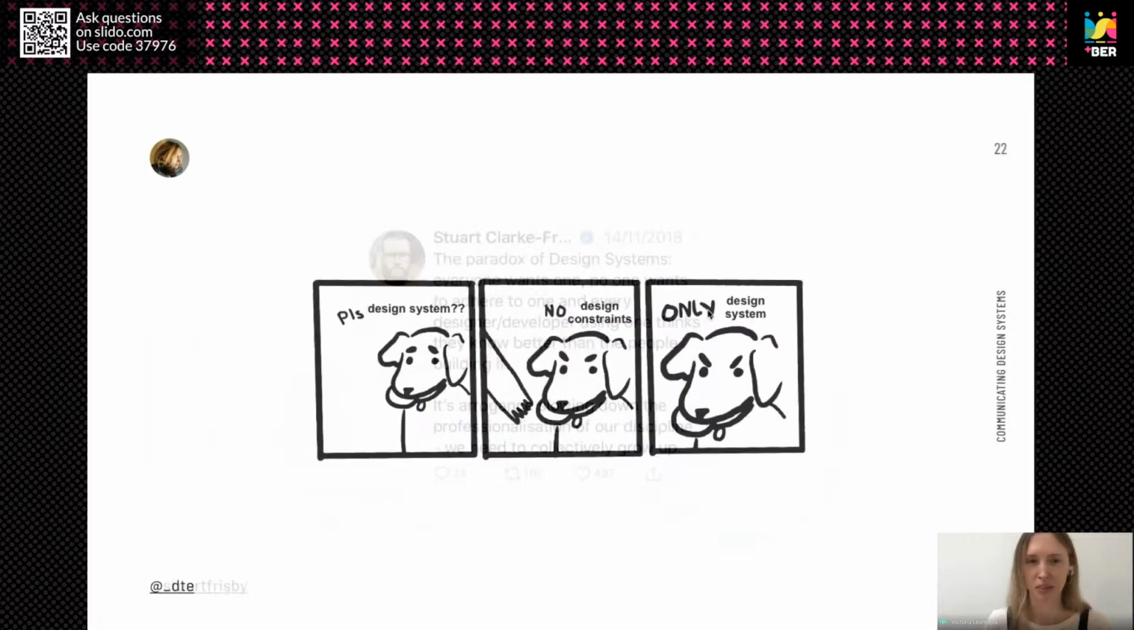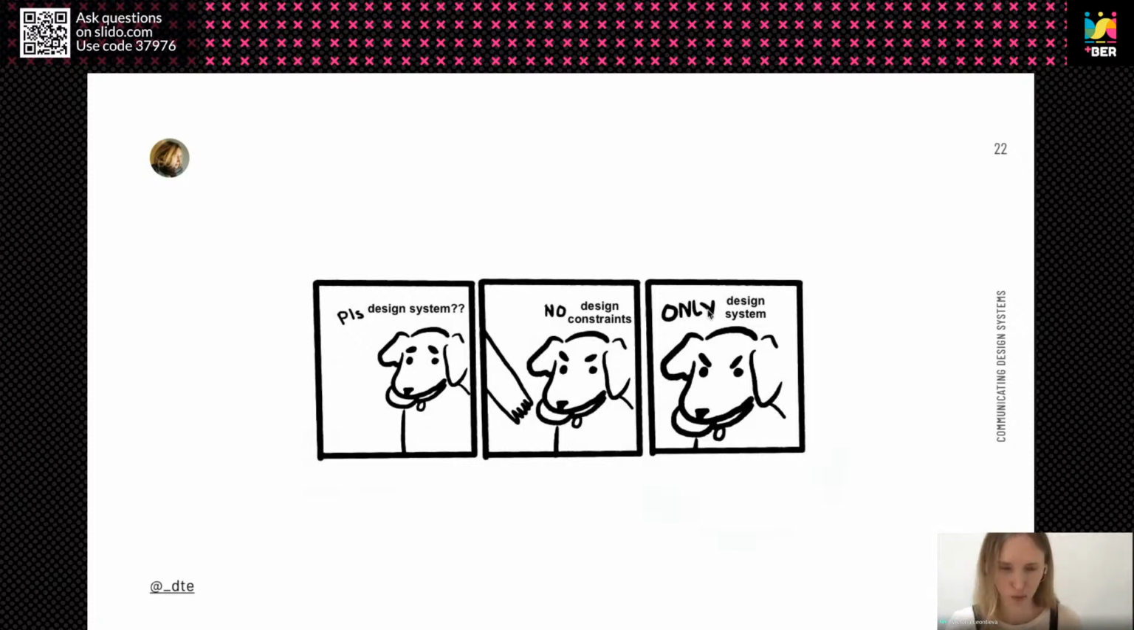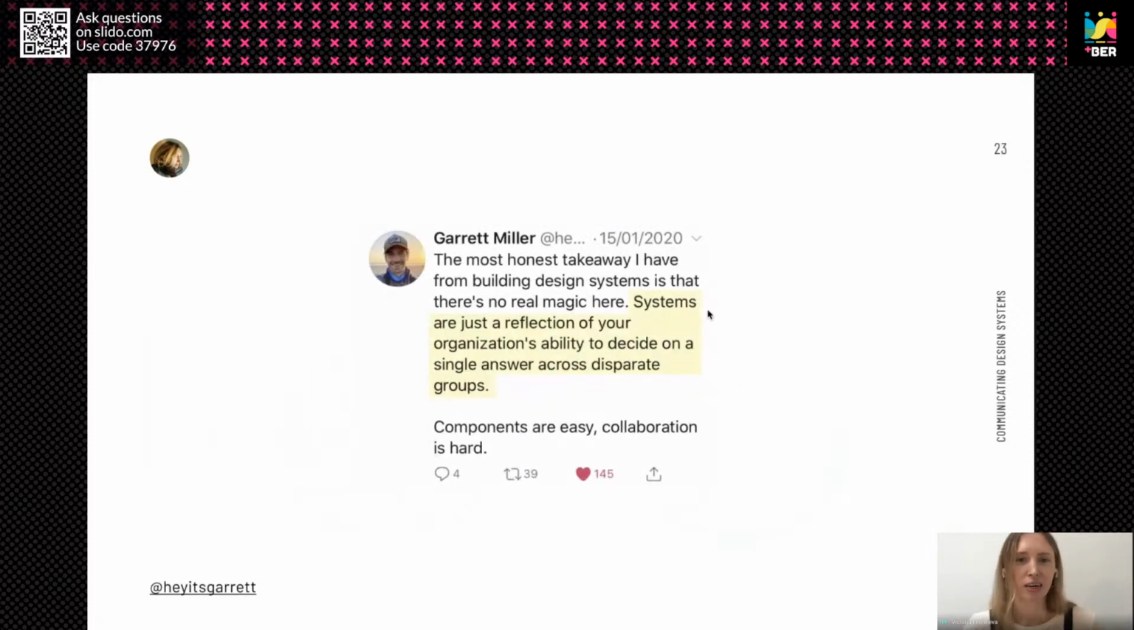Here's another piece of Twitter folklore. "Please design system, no design constraints, only design system." Am I impersonating this dog well enough? I hope so. And this tweet actually inspired this entire talk. When I saw it, I thought, wow, that really hits home.